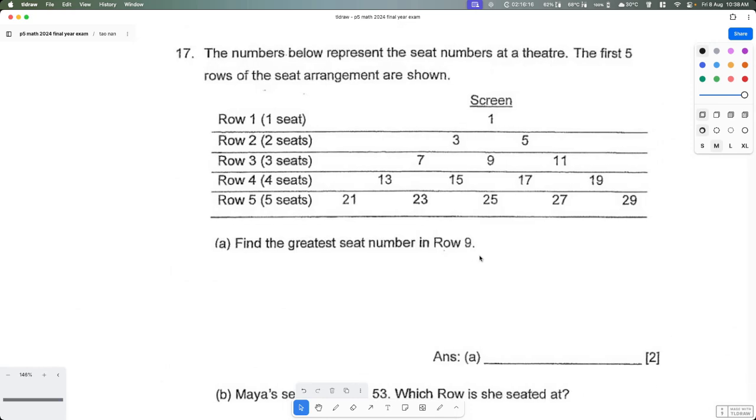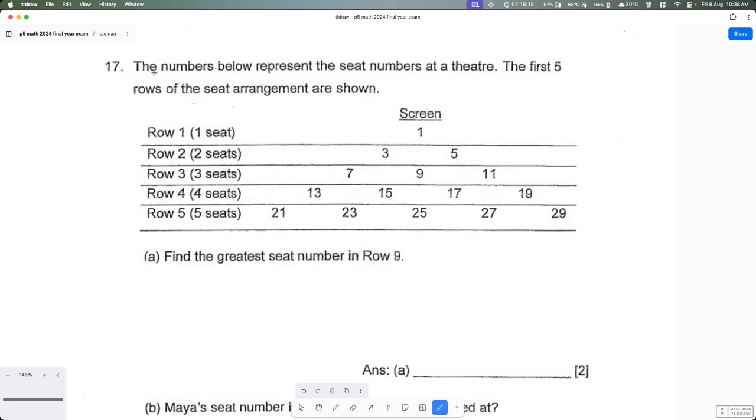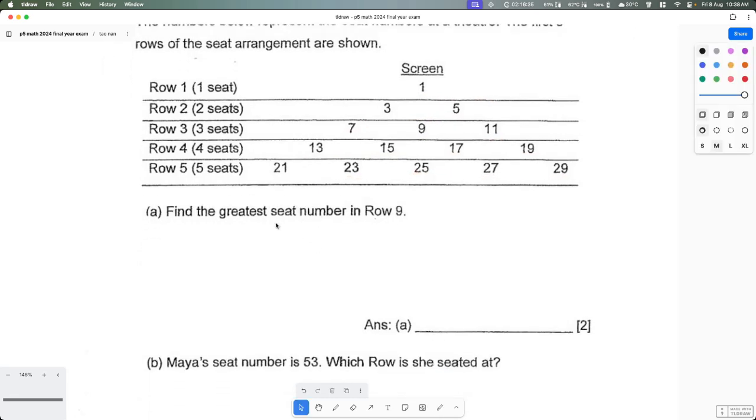Okay, let's move on to the last question, question 17. The numbers below represent the seat numbers at the theater. The first 5 rows of the seat arrangements are shown: 1, 3, 5, 7, 9, 11, 13, 15, 17, 19, and 21, 23, 25, 27, 29. Find the greatest seat number in row 9. So these are odd numbers, so basically everything is plus 2, plus 2, that kind of thing.